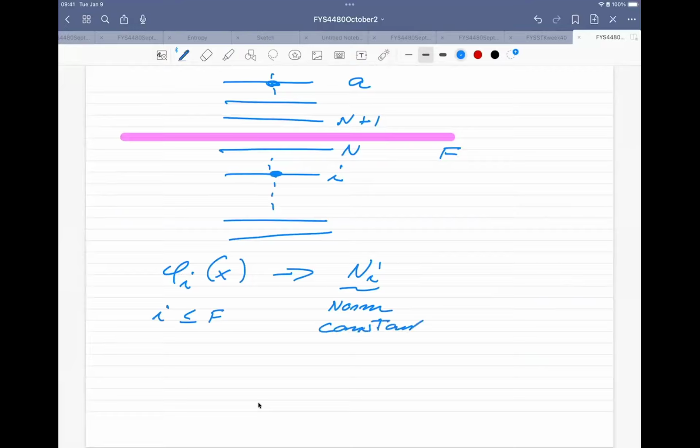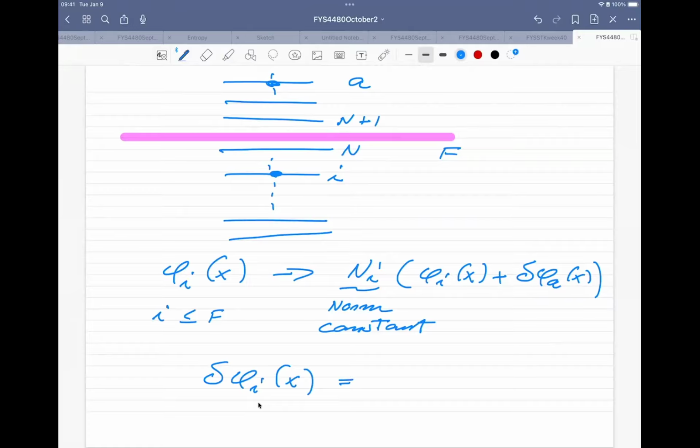So we are going to make a new state, which is now a linear combination of phi_i of x, the original one, plus a mixture of a state above the Fermi level. So we're going to look at this as a linear combination of two different states. And obviously this phi_a of x is going to be orthogonal to phi_i. Okay? So that's a basic assumption which we are putting in here. So the change now, which we are going to look at, this change of phi_i, is going to be given by this parameter.